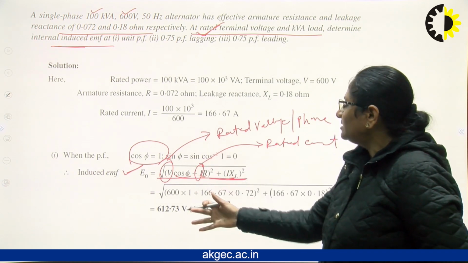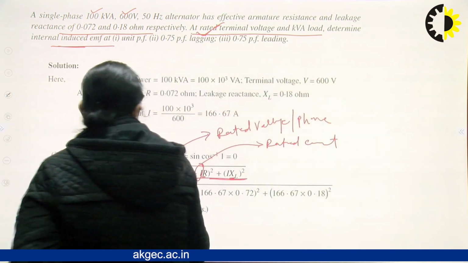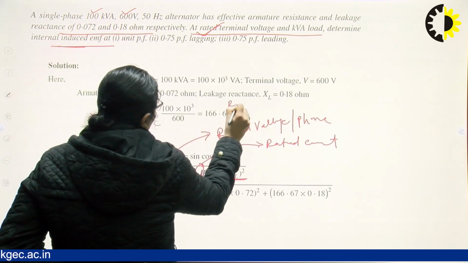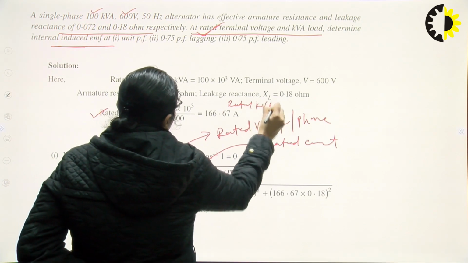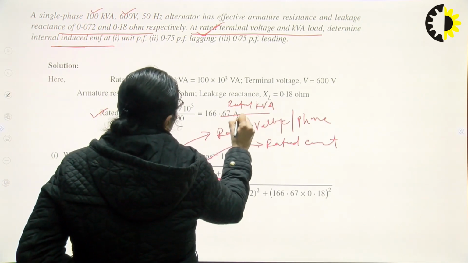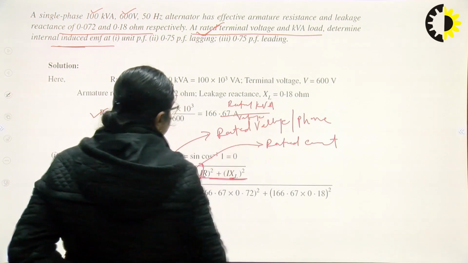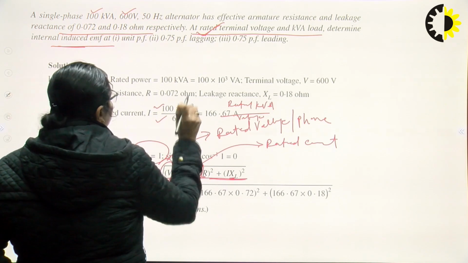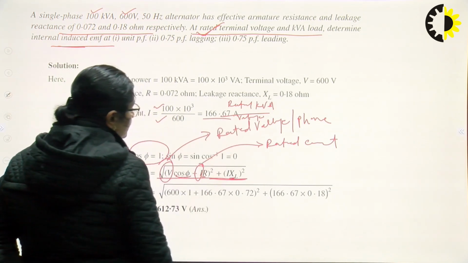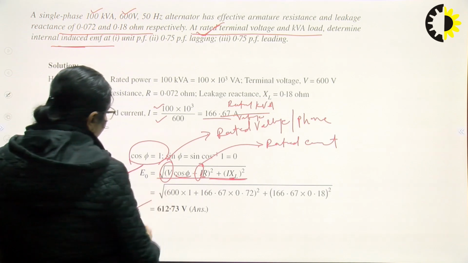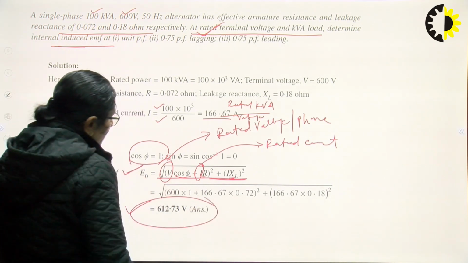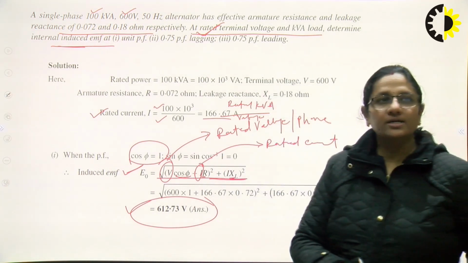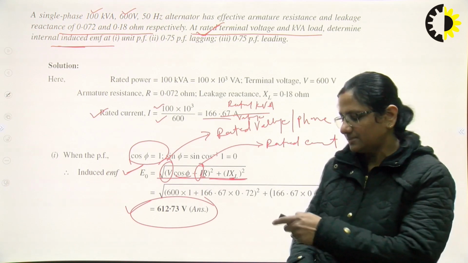So just substituting the values. Before that, I need to determine the rated current. So rated current is given as rated kVA divided by the voltage. It is a single phase alternator, right? So simply rated kVA divided by rated voltage will give us the rated current. Substituting the values, you will find that the induced EMF is 612.73 volt. Just keep this value in mind while we are discussing the second and third part of the question.